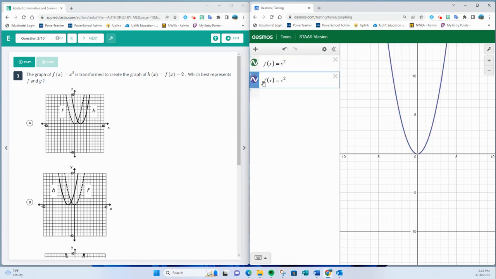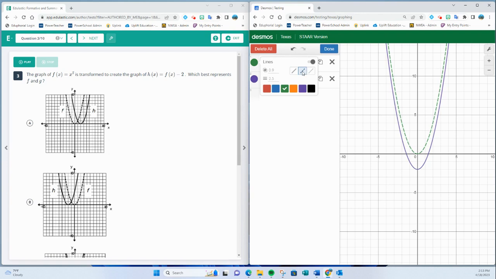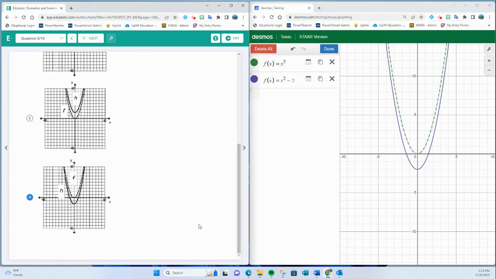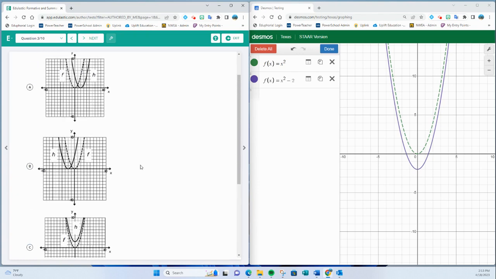To make our new h of x. And it's going to also now be subtracting 2. So the purple would represent the transformed one. And the green, I can even actually change it to be dotted, just like it's showing me on the picture. The purple would be my transformed. The green is going to be my parent. So I'm looking for one that has the transformed sliding down 2 units, D.